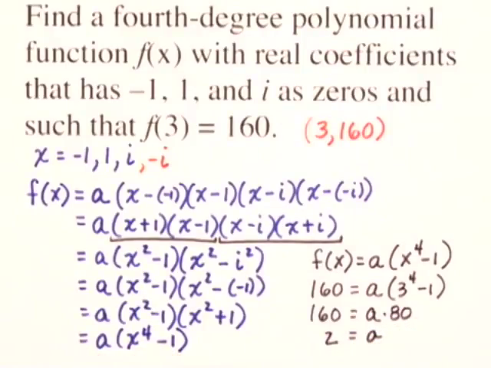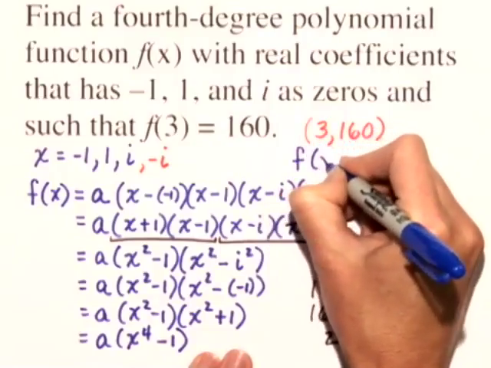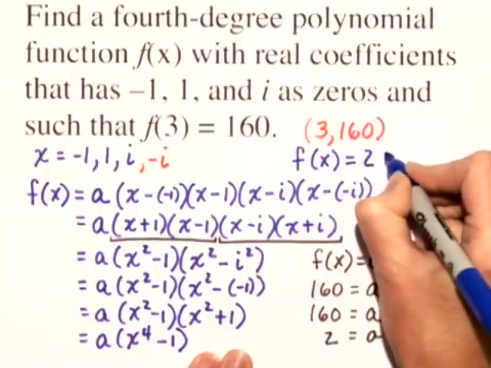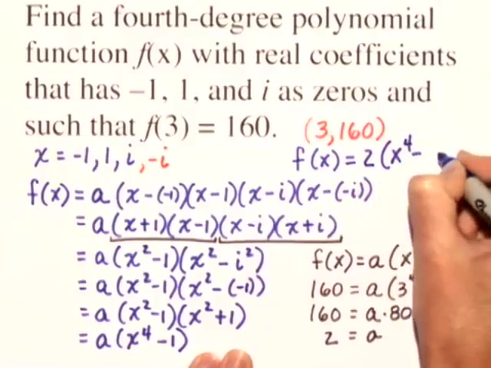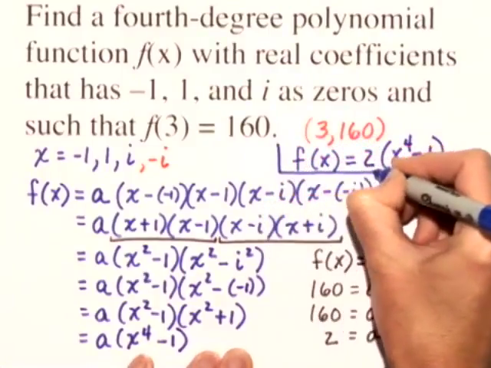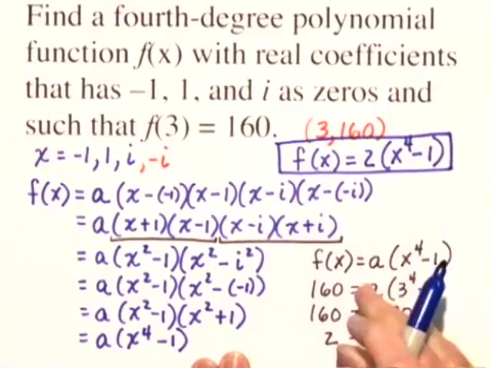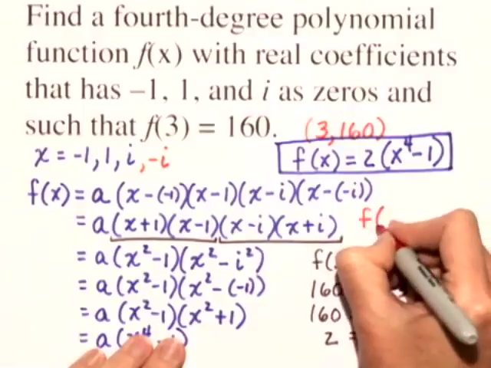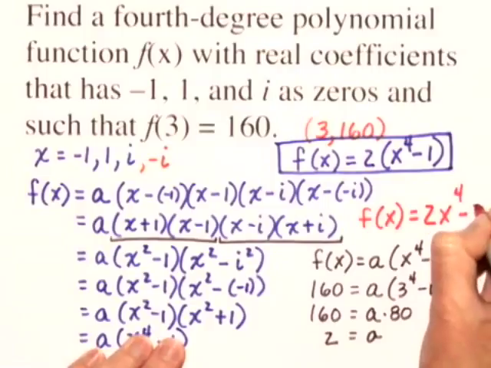Now I'm ready to state my final answer to my problem. I'm looking for the polynomial function. So the function is, I'll write it up here in blue, f of x is equal to a, which we just found out is 2, times the quantity x to the fourth minus 1. And if I'd like, I could go ahead and distribute the 2 through, and I'll write this one more time in red. I could write that final answer as f of x equals 2x to the 4th power minus 2.